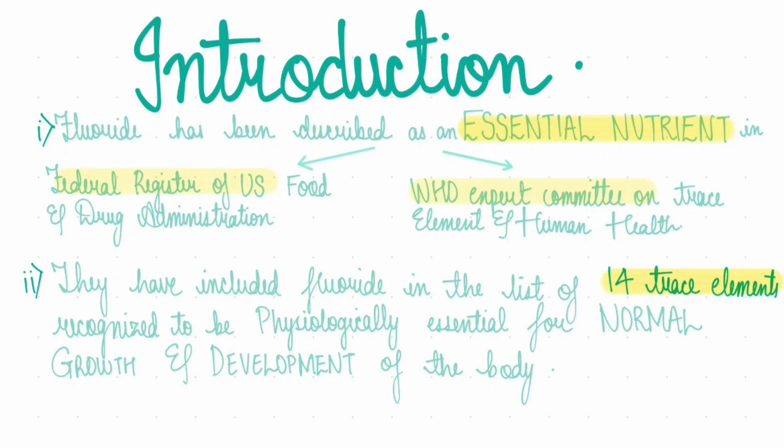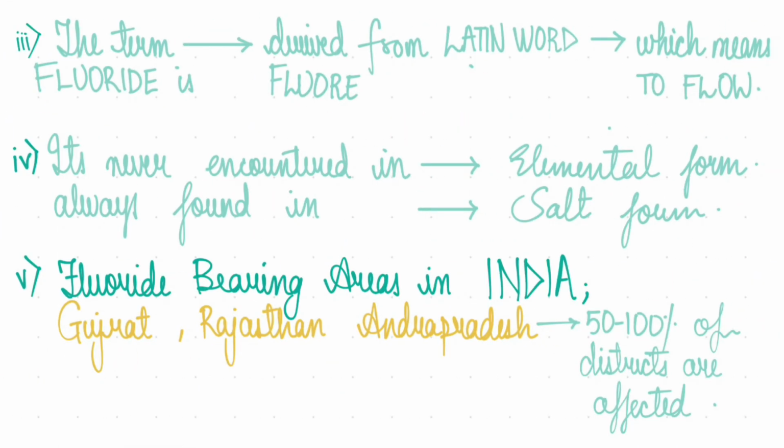Moving forward, what does fluoride mean? The term fluoride is a Latin word which means to flow. Also, you need to know that fluoride is never encountered in elemental form and it is always found in salt form. This is one of the viva questions which you will be asked: in what form do you find fluoride? You have to know that you find fluoride in salt form always.